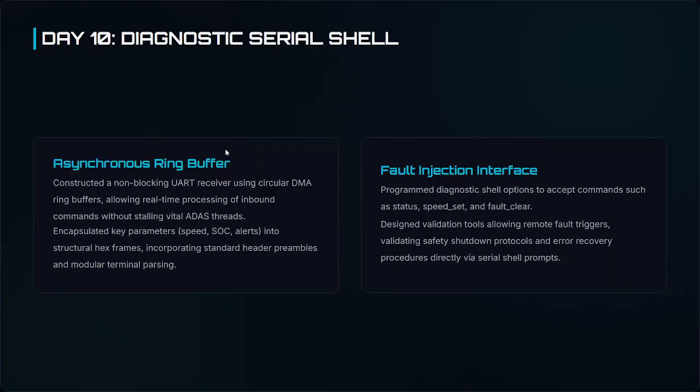On day 10, we worked on the diagnostic serial shell. In the shell, there are two files, uart_shell.c and uart_shell.h. The C file is a source file in which we write the code that controls the UART, and the H file is a header file, having a .h extension, in which we write the headers required to implement the UART.